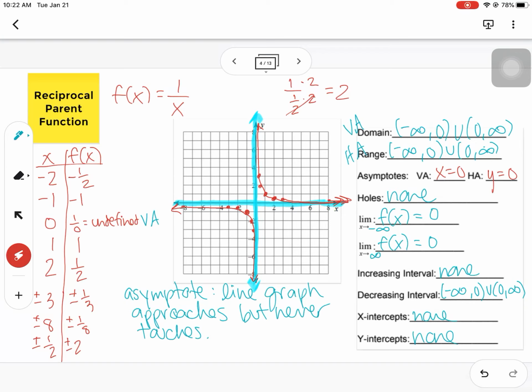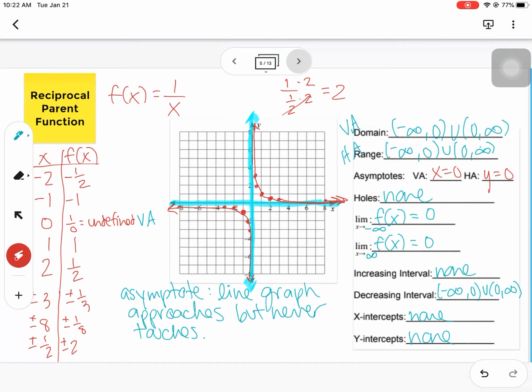So remember, this parent function we will use to make sure that our graphs are looking the correct way and as an idea for what our chart should look like. We are going to start moving this around though, so this will not be what it looks like the rest of the time. Exactly, because it'll move around.